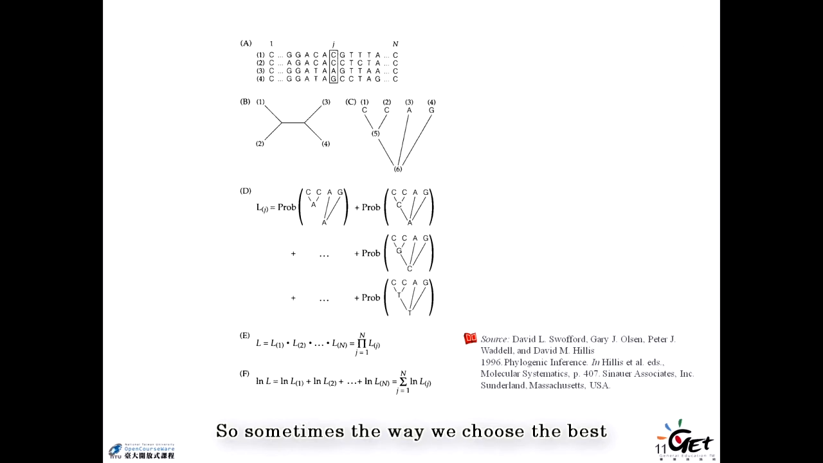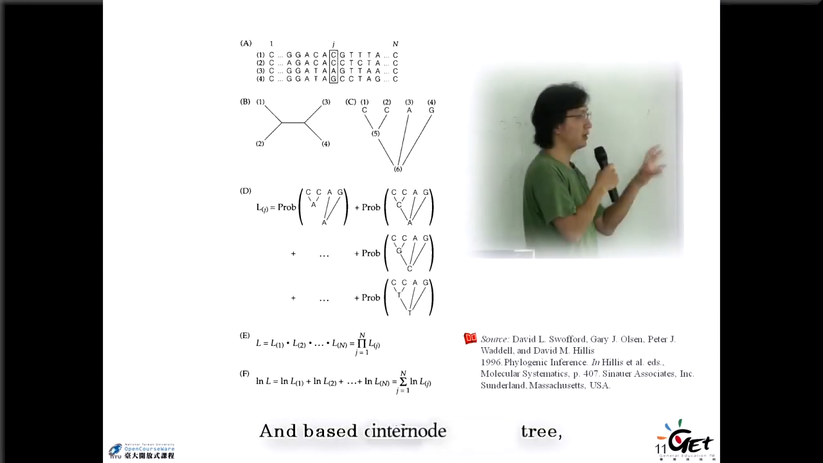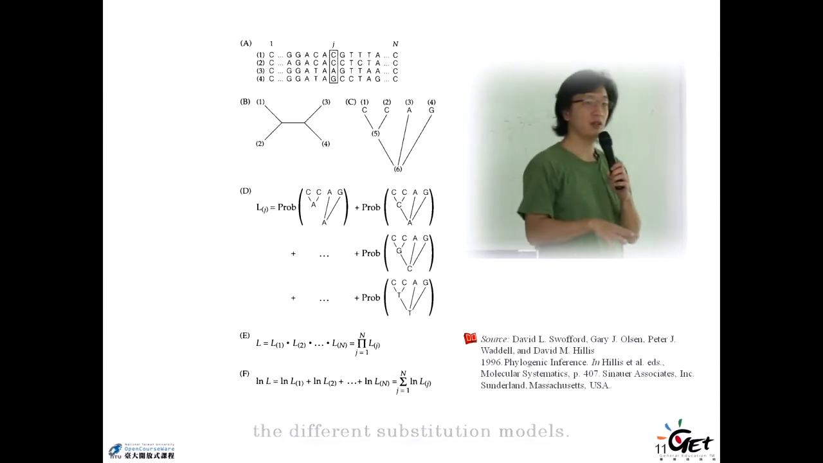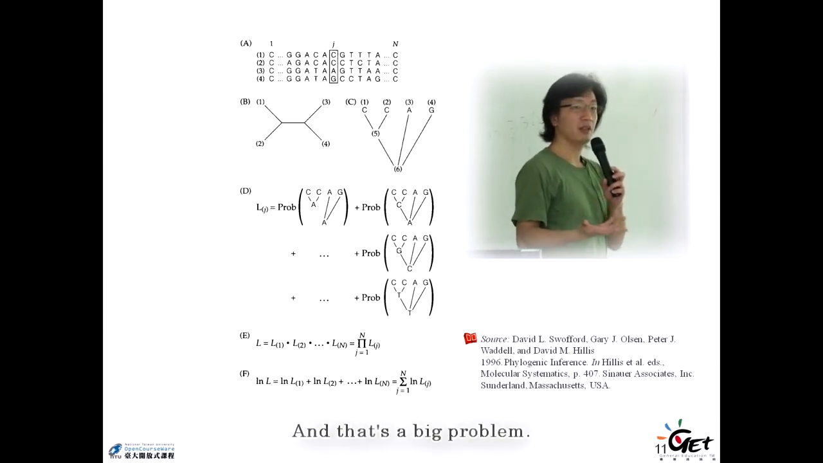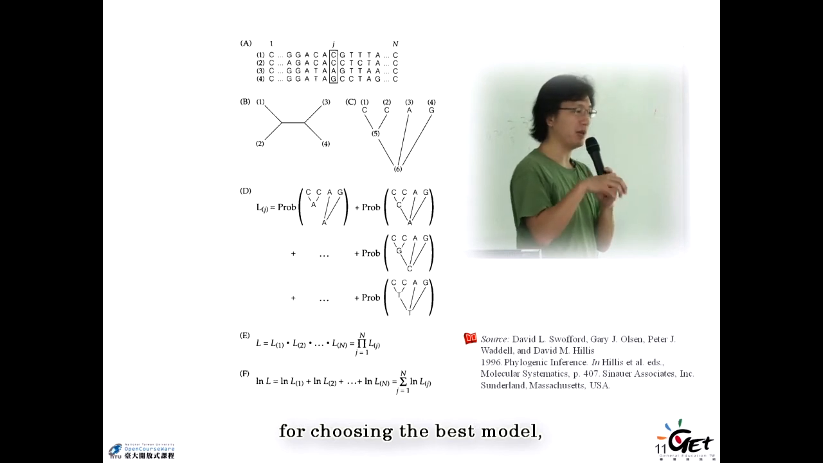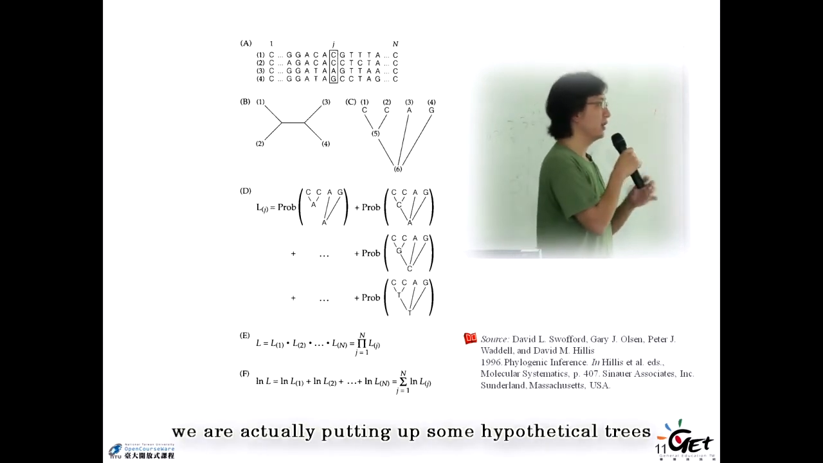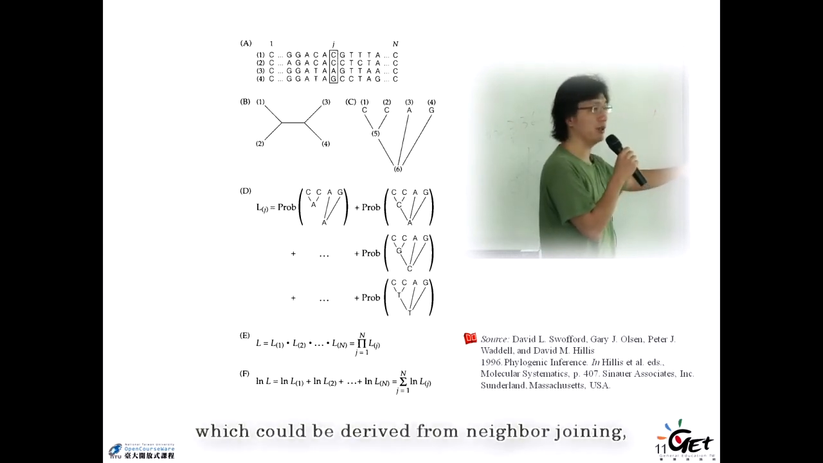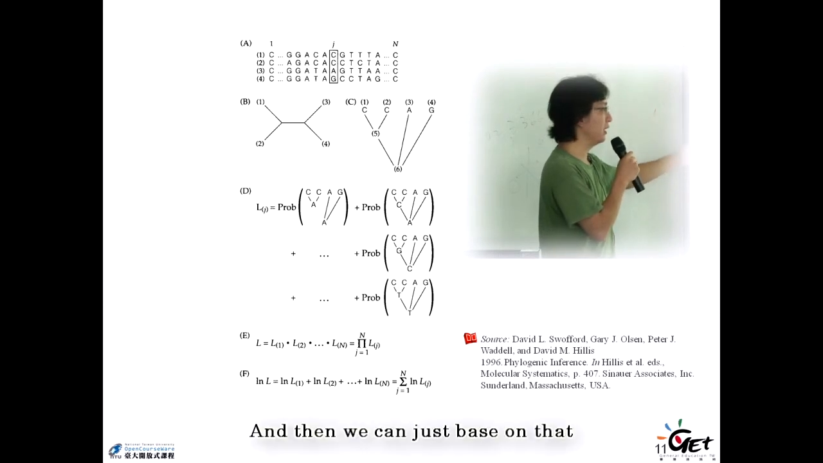So sometimes the way we choose the best substitution model is to have a tree first, and based on a particular tree, we can then evaluate the different substitution models. But how do we get a tree first? That's a big problem. So for programs like ModelTest for choosing the best model, we actually put up some hypothetical trees, which could be derived from neighbor joining, which is faster, or something else. And then based on that, we calculate which model is better.